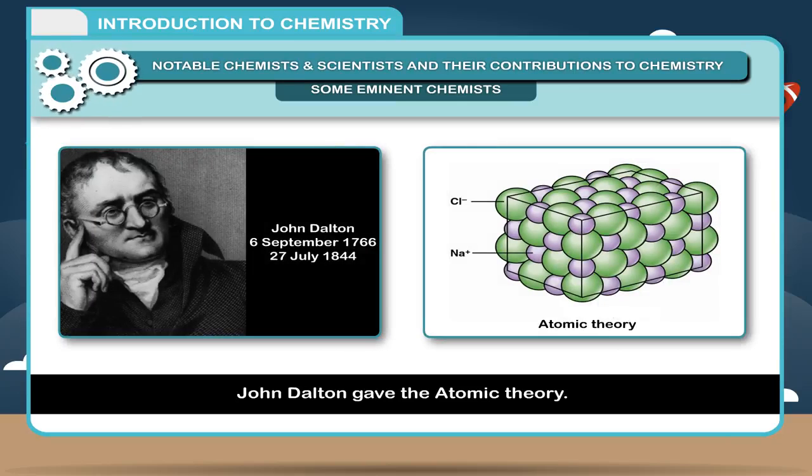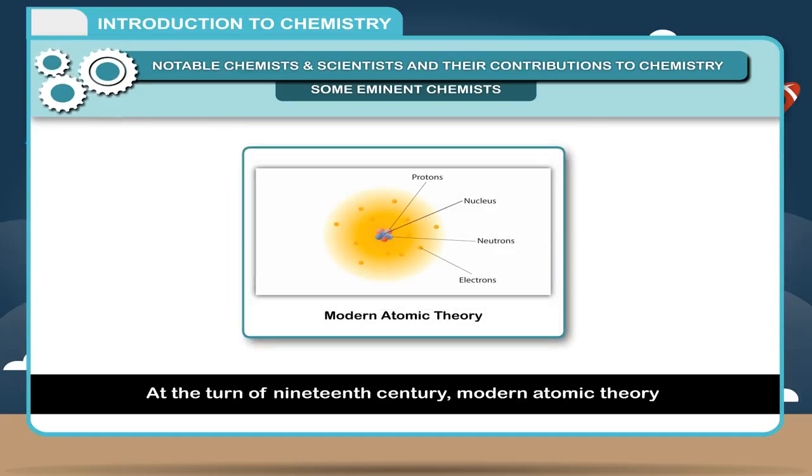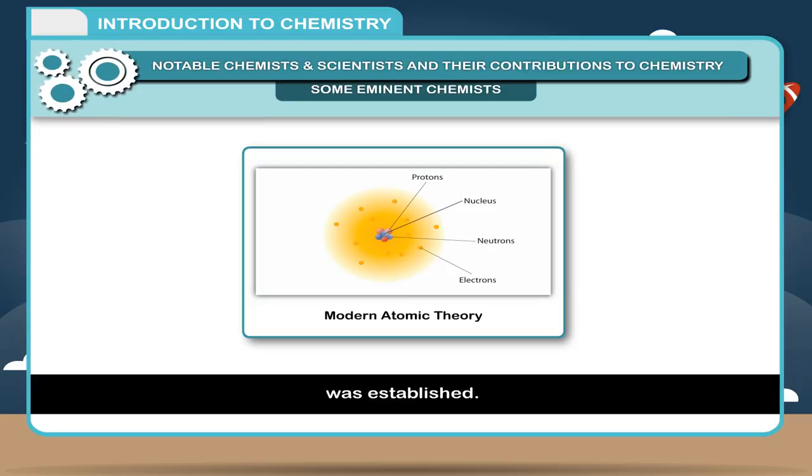1807. John Dalton gave the atomic theory. At the turn of 19th century, modern atomic theory was established.